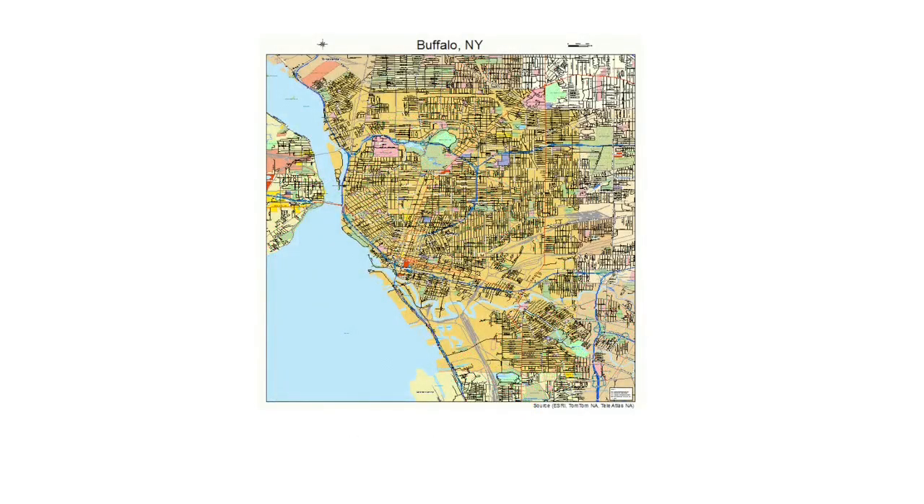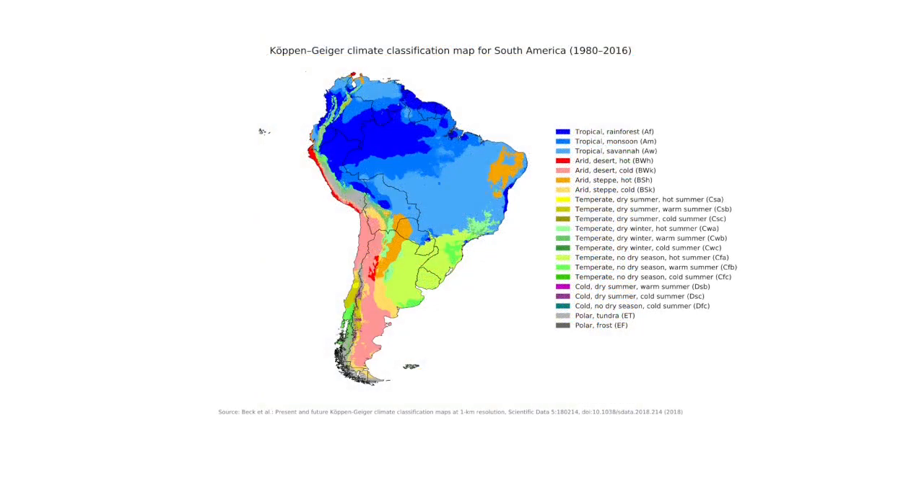What about this one? This is Buffalo, New York. Buffalo is a city, so we're looking at a city scale. I hope you're catching on to the trend here. So we're looking at South America. South America is a continent. So we're looking at a continental scale. It doesn't matter what the data is. It just matters what are we looking at. We're looking at a continent, so it's a continental scale.